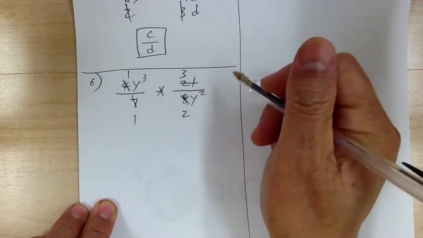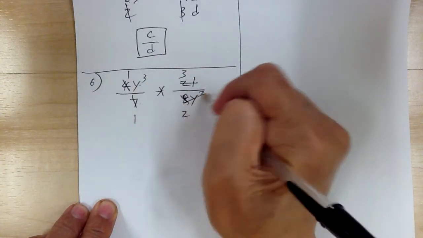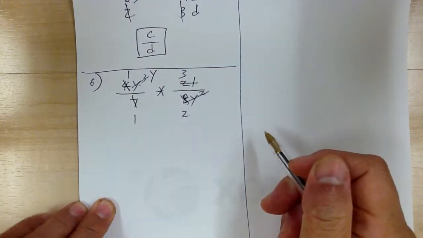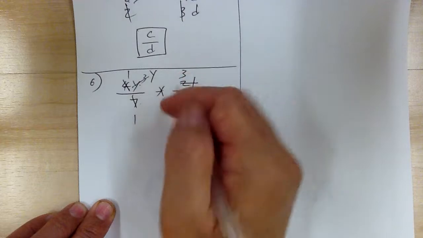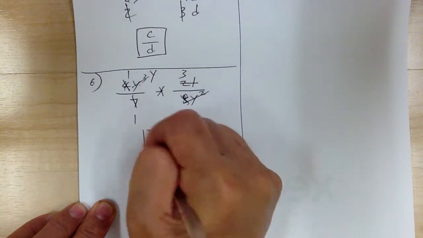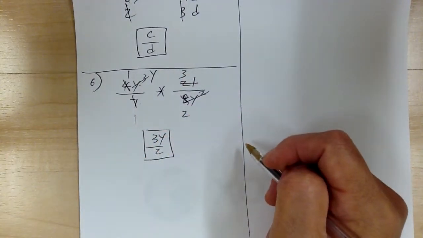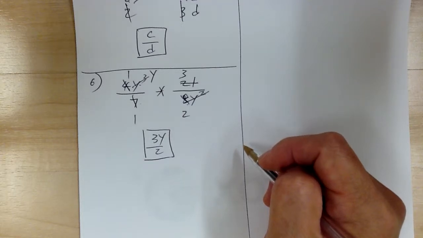And now you go down the alphabet. You got y cubed, y squared, so you cancel out, you get y. Now make sure you give yourself enough space to write all the things left over. So you're going to get 3y over 2. Okay, for number 6. Okay, let's go to number 8.